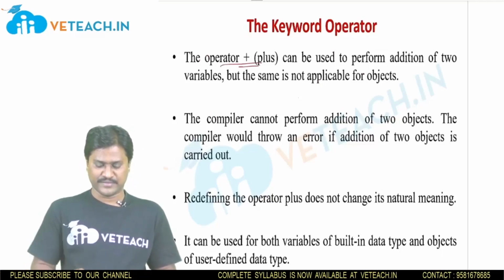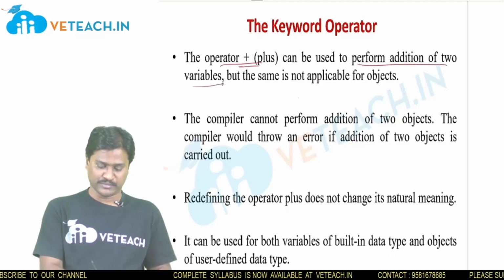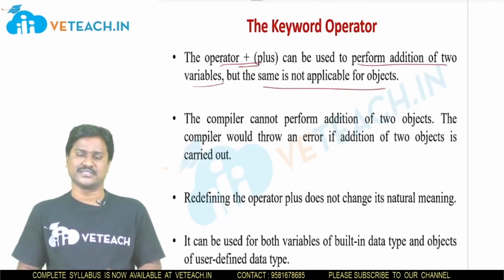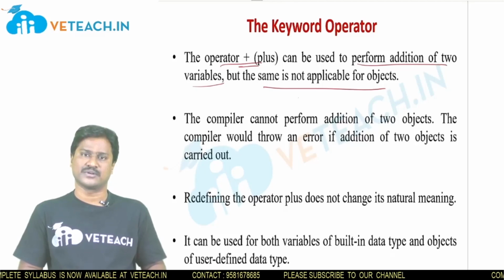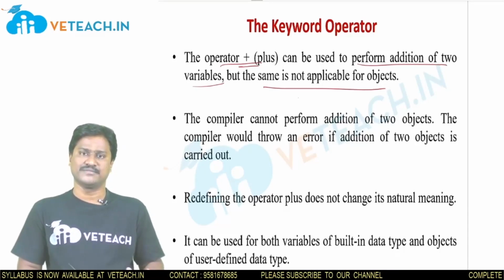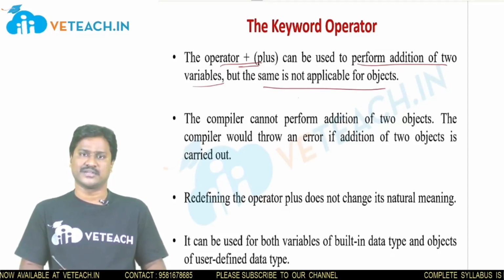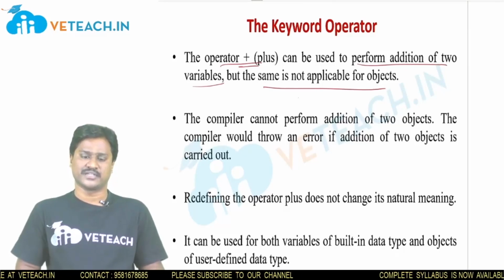For example, the operator plus can be used to perform addition of two variables, but the same is not applicable for objects. This is the concept where we got some problem with conventional programming. But in C++, this feature is completely added. We can overload the operators that are built in, like plus, addition, subtraction, like that.